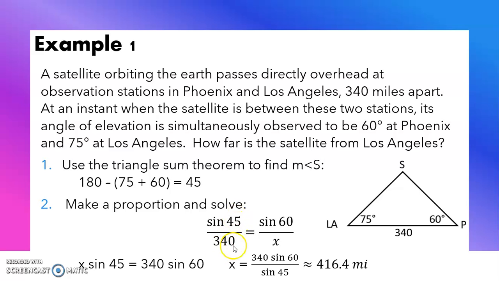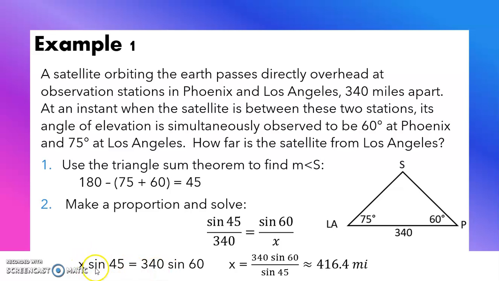I did the sine of 45 over 340 equals the sine of 60 over x. I picked this because the 60 is across from the side that I wanted to know. So I'm going to do a cross product. I did x times the sine of 45 equals 340 times the sine of 60.